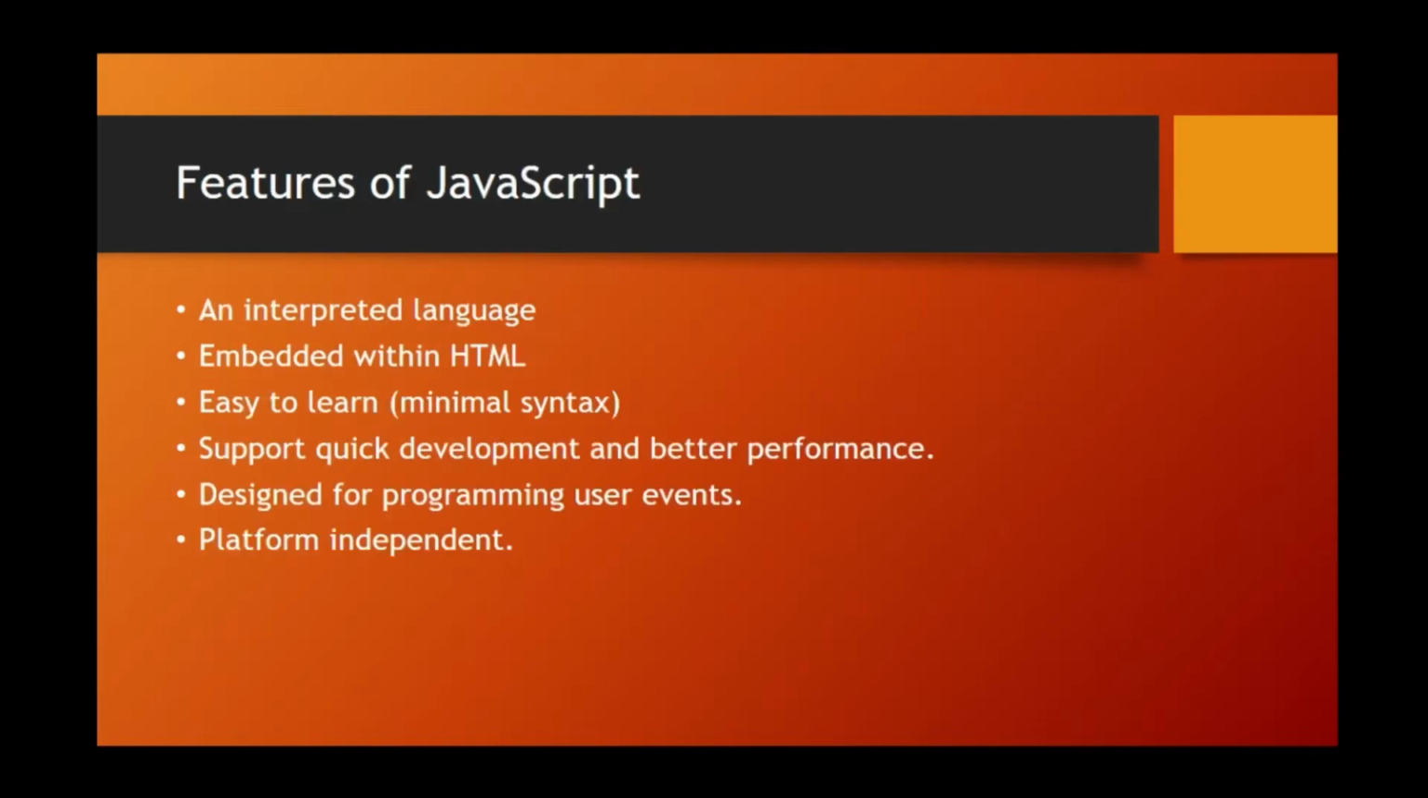So the features of JavaScript, the first one, it is an interpreted language. No need for a compiler in order to use this language. We just need the interpreter. And then this is a language that is embedded within HTML pages. So if you have an HTML file, you can embed JavaScript in your HTML file. Easy to learn. The syntax is quite minimal compared to other programming languages. JavaScript supports quick development and better performance, and is designed for programming user events. And the platform is independent. It is based on the browser that we use.